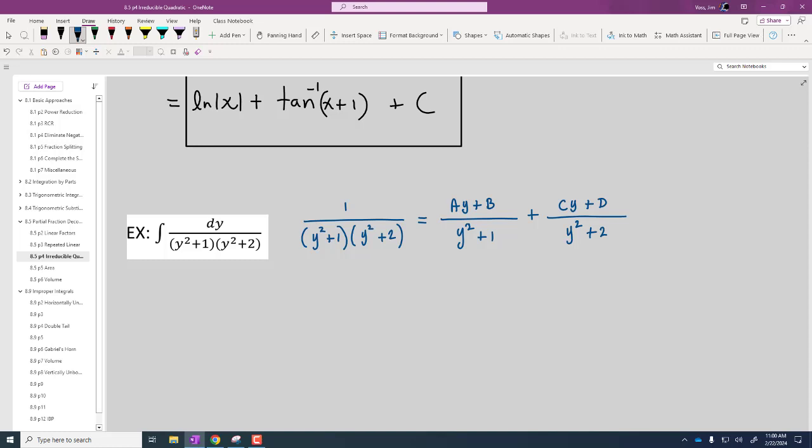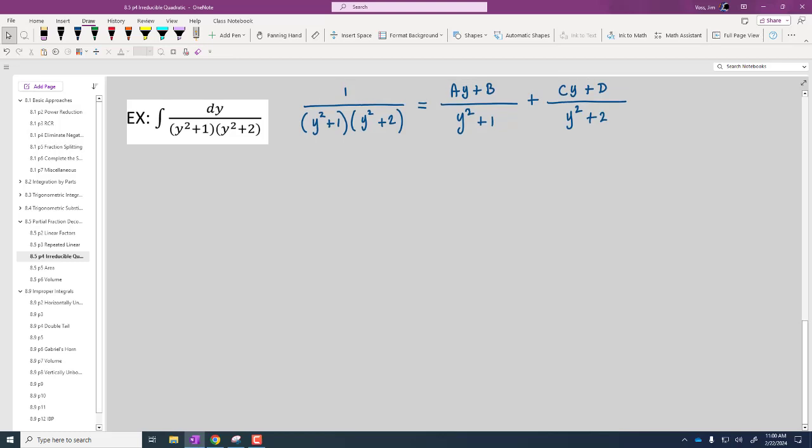Trying to write math digitally can be hard. So that is the form of your decomp. Now see if you can find A, B, C, and D.